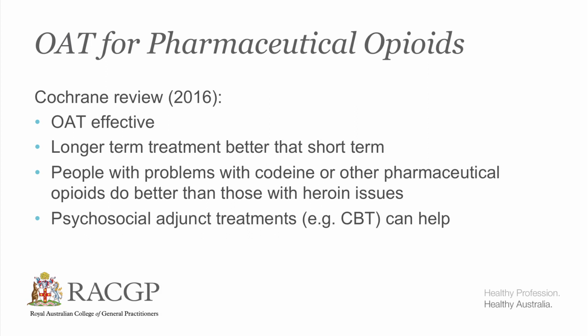Now, I suspect this is because the people with heroin issues quite often have much more marked biopsychosocial issues, being homeless, lots of mental health issues. It's not universal, but certainly people using codeine and pharmaceutical opioids, we actually found that they do better, that they manage their opioid agonist treatment well, and they get back into life and recover into life well.